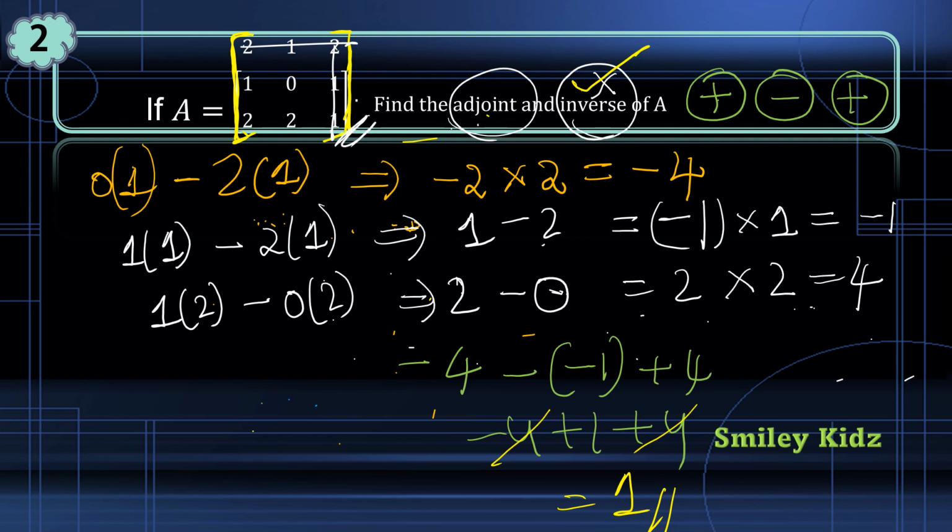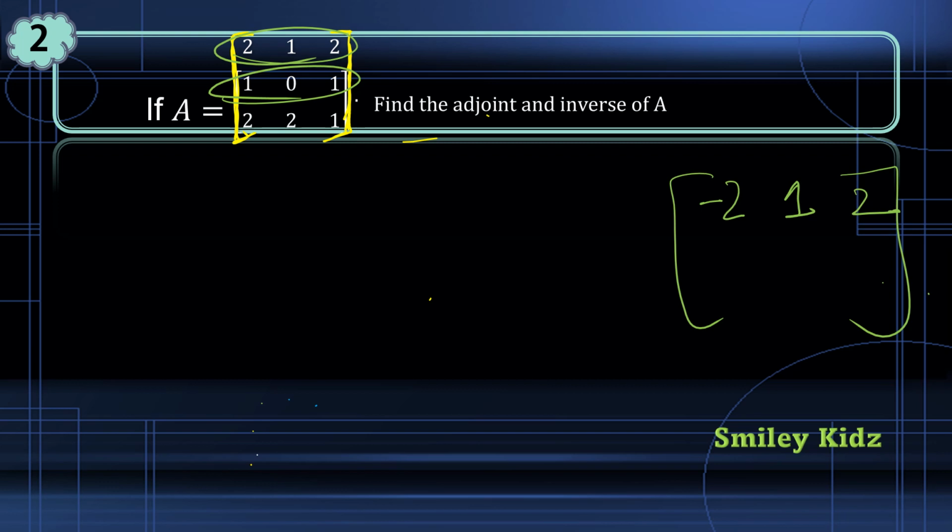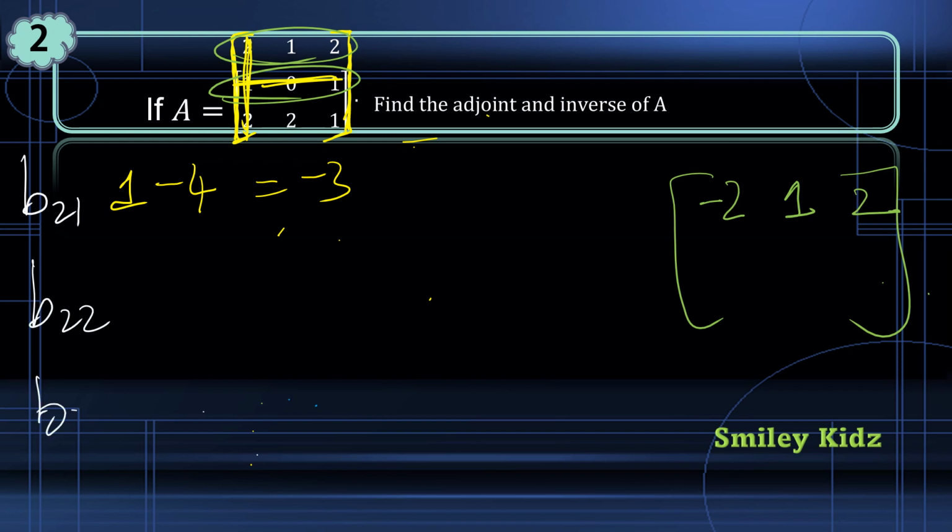Let's move ahead and find out adjoint and inverse. In the previous slide, we have already found out minors of the first row. Those are minus 2, 1 and 2, aren't they? Yes. Now let's find out for row 2, that is 1, 0, 1. Now cut down all the rows and columns 1 belongs to. Here you'll have 1 minus 4, that is minus 3. Here we are talking about B21, B22, B23. Now here the signs get changed for the cofactor matrix. That will be 3 over here.